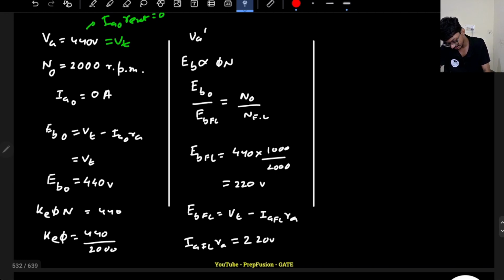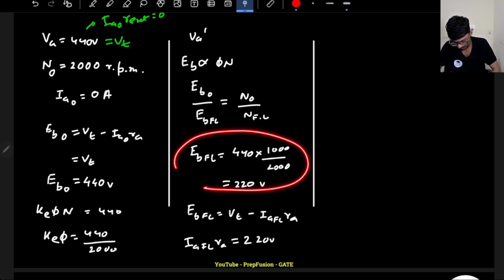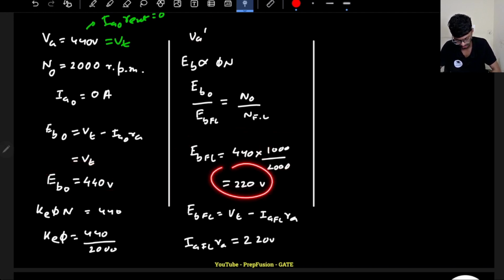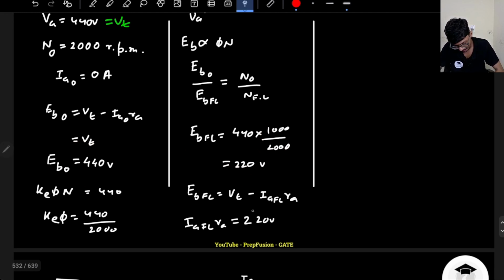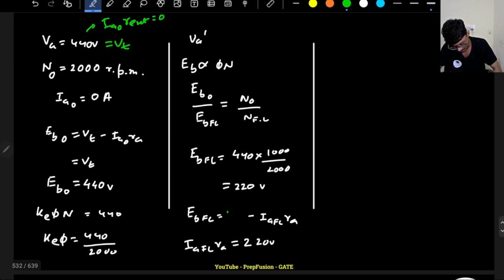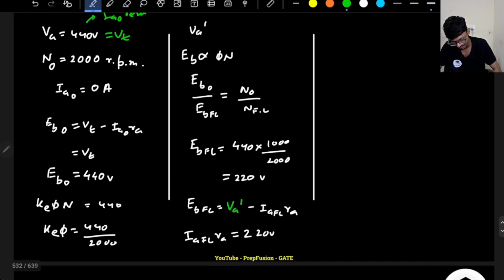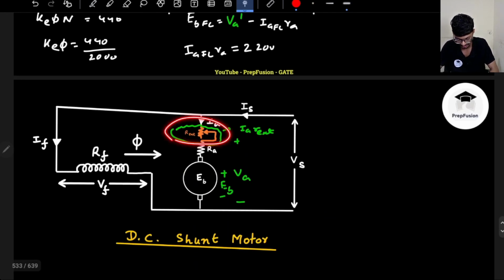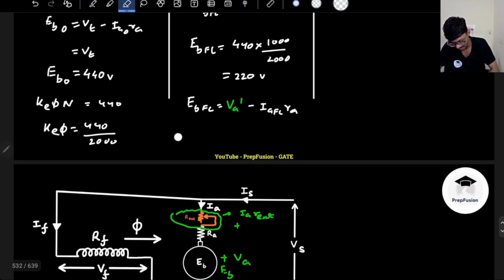Now in the second case, the armature voltage has changed. They have not mentioned the armature voltage, but I know the back EMF because I knew the back EMF previously. Back EMF will be proportional to the speed. So this equation is actually not correct, right? The equation will be, back EMF will be VA dash minus IAFL into RA. I don't know what my VA dash is. VA dash is not simply 440 because there is some drop happening in this R external. So I cannot simply write this equation.